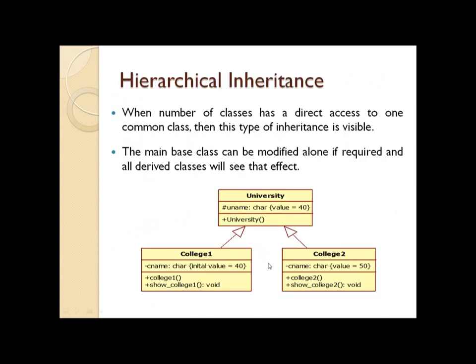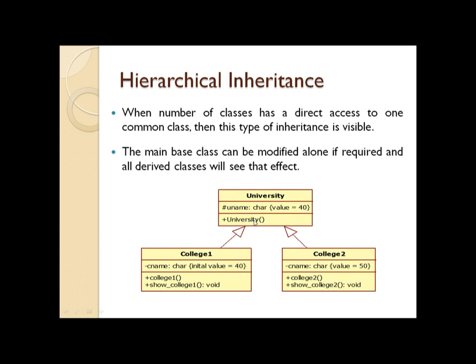whereas in the case of hierarchical inheritance, one parent class derives many child classes. So you can see here we have a class university, and this class derives two child classes. The first one is college 1 and the second one is college 2. And the data members and member functions are listed for each class. For university we have the university name of character type. The length of this variable is 40.